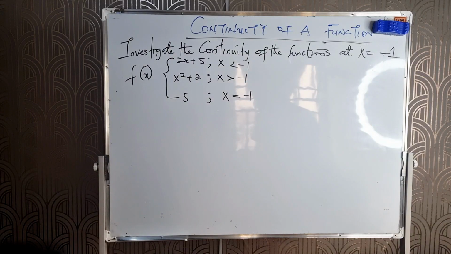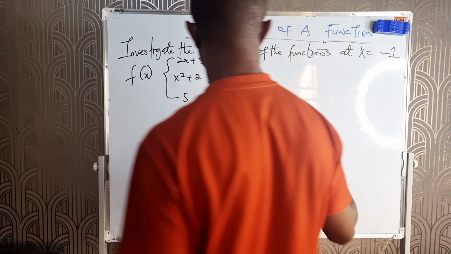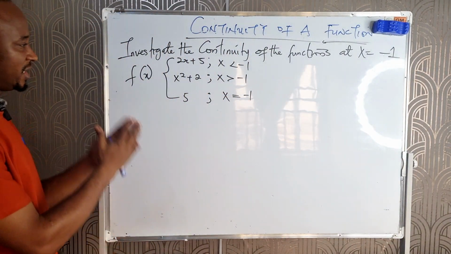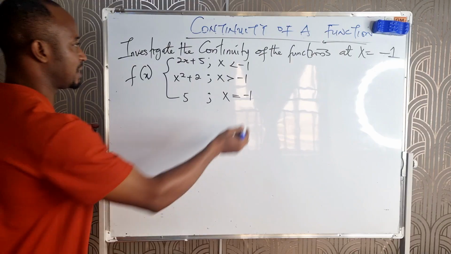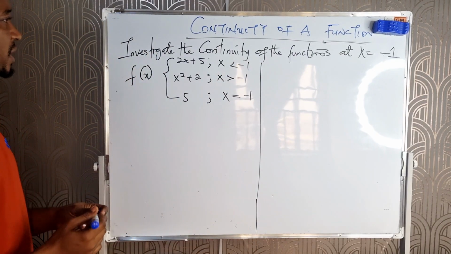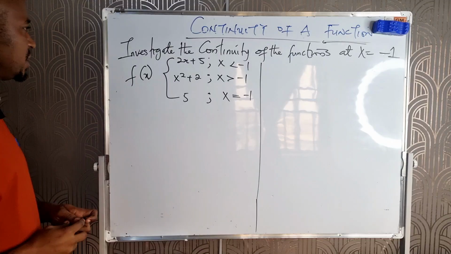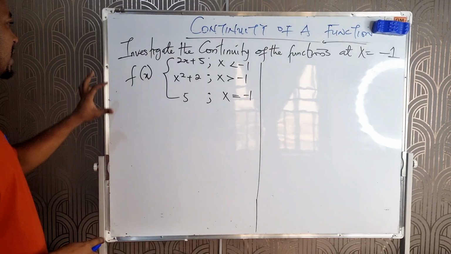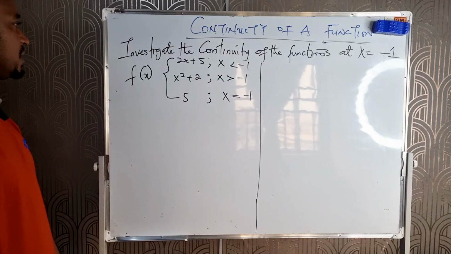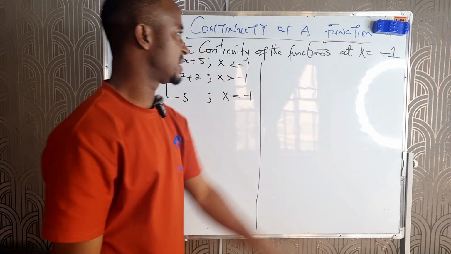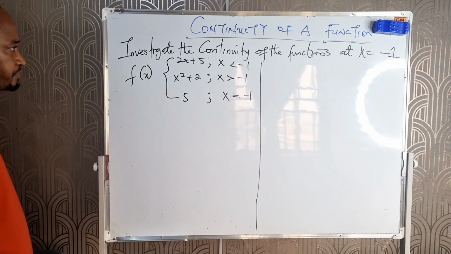All right, the next question says investigate the continuity of the function at x equals -1. By now, we should be familiar with this. We're just solving more examples so that we can have complete and comprehensive knowledge on this topic. So let's look at this. We are given that f of x equals this, and we have to investigate the continuity of the function at x equals -1.